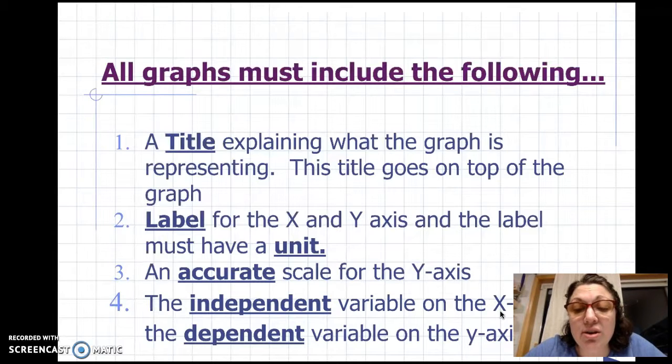Then the independent variable goes on the x-axis, and remember the independent variable is the variable that you change or are in control of, and the dependent variable goes on the y-axis. So again, you've done this before. The independent variable, for example, in the heart rate lab was how active you were, and the dependent variable was your heart rate, or the independent variable was the activity and the dependent variable was the breathing rate. So you could have graphed those two things.